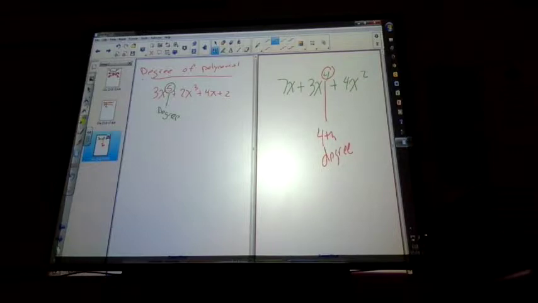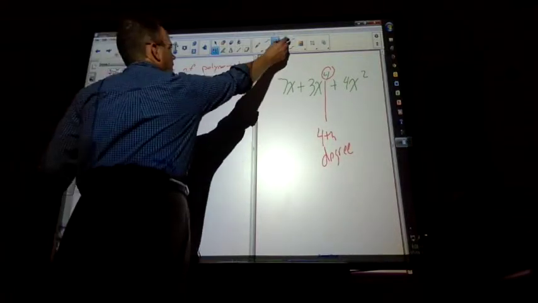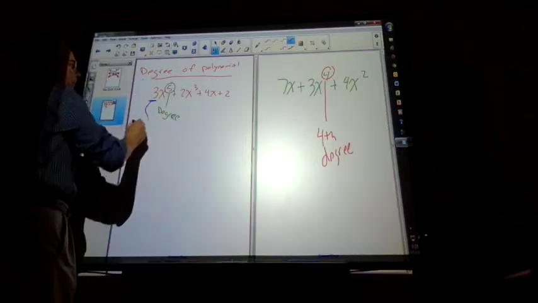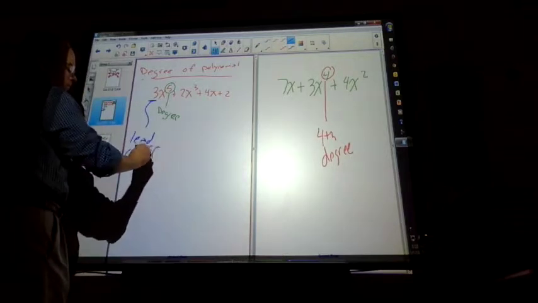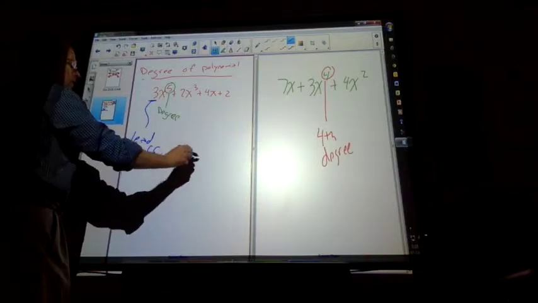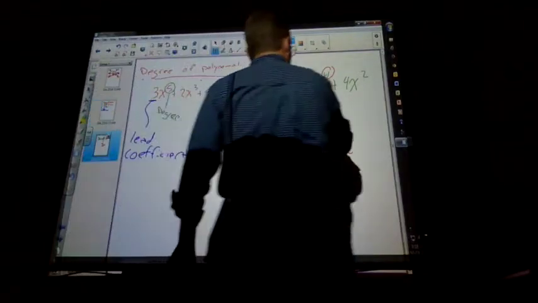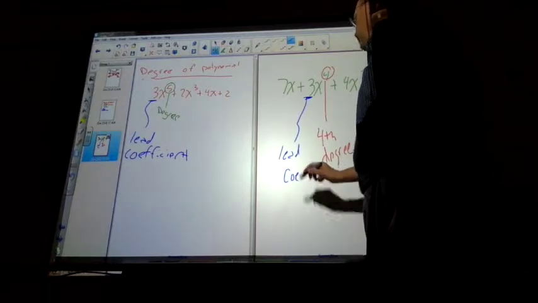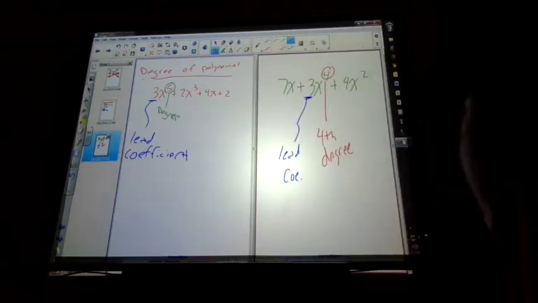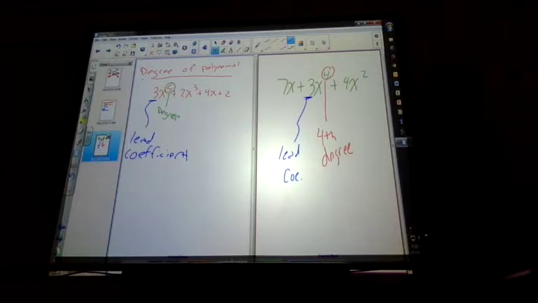The leading coefficient. The lead coefficient goes there, whereas this would be the lead coefficient here. Okay? So again, if it's not in standard form, going in descending order, it's okay. Your lead coefficient always goes along with the highest exponent. It's the coefficient of it. If there's not a number there, the number before the letter would be 1.